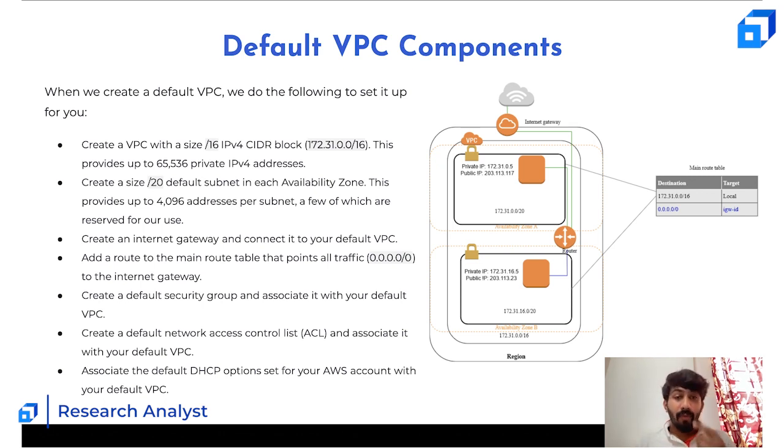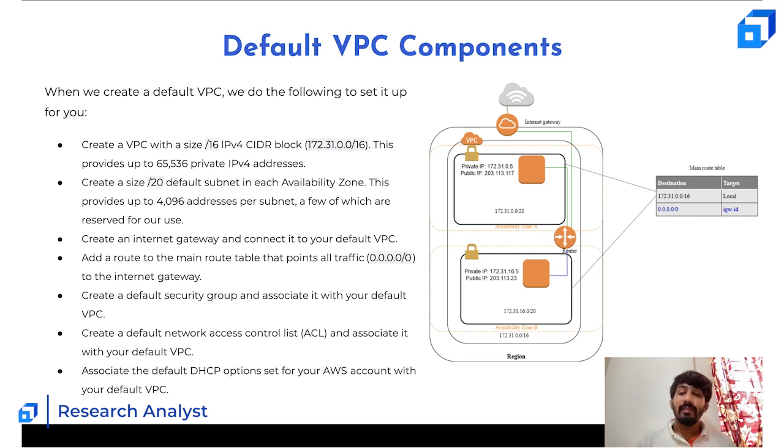So in the default VPC, what are the different components available? So the first one is obviously the VPC itself. So it will be provided by this particular address 172.31.0.0/16. So this particular IP address range allows 65,536 private IP addresses. All right. So these many IP addresses are possible in this particular IP address range.